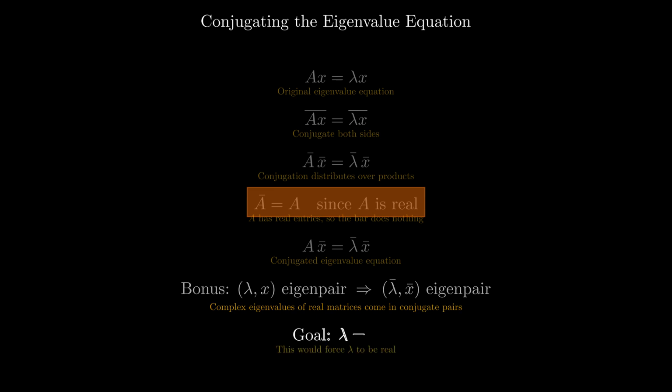But our target is bigger than that. We don't just want lambda bar to be some eigenvalue. We want to show lambda actually equals lambda bar, which would force lambda to be real.